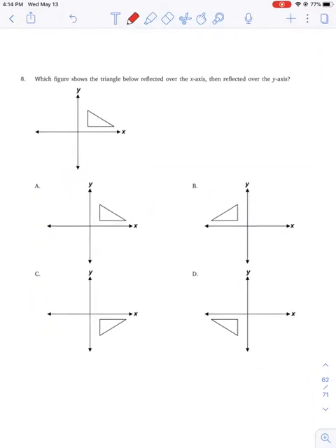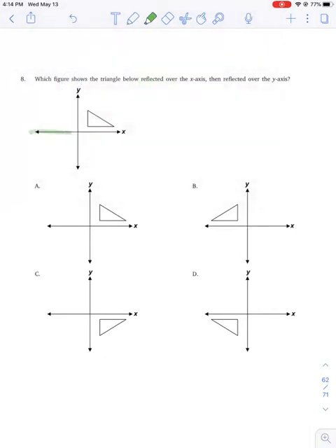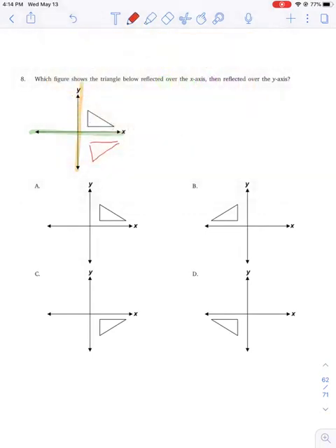Okay. Reflected over x, then reflected over y. So I want to visualize that first before I look at my choices. So that's the reflection over x. So it's going to look something like this. That's the first one. And then I reflected over y, which makes that one my final product. And that's going to be choice D. So I like to try it out myself first and then see which ones match up with it.